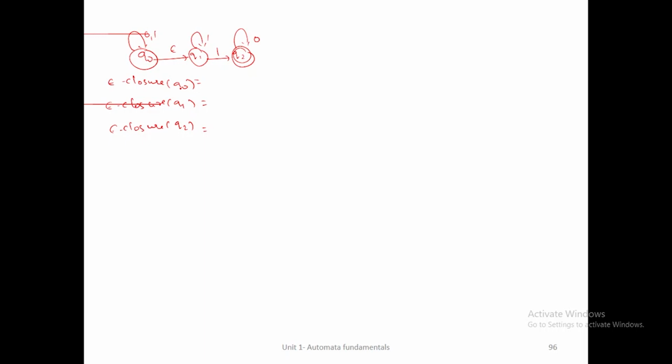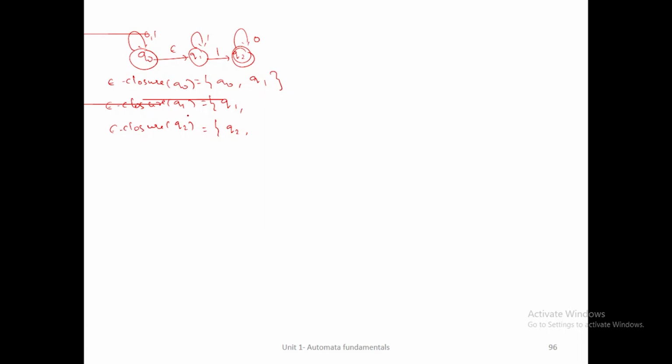In the first function, I want to calculate epsilon closure value for Q0. So you should include Q0. Whatever the state is, you should write that state first. Then you check the flow from Q0 with the epsilon outpath. Q0 on epsilon, where does it go? It goes to Q1 state. Then from Q1 you check whether any epsilon outflow is there. No, there is no outflow of epsilon from Q1 state. So it will be stopped.